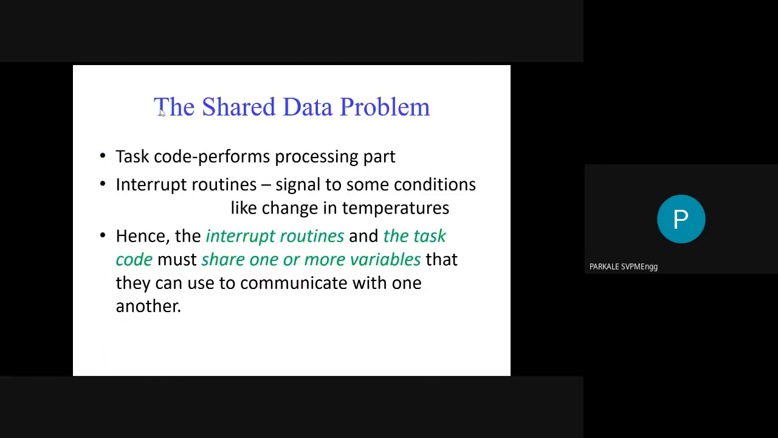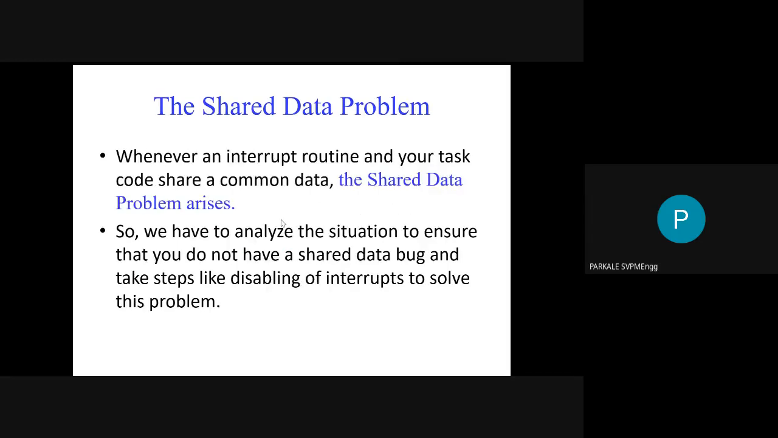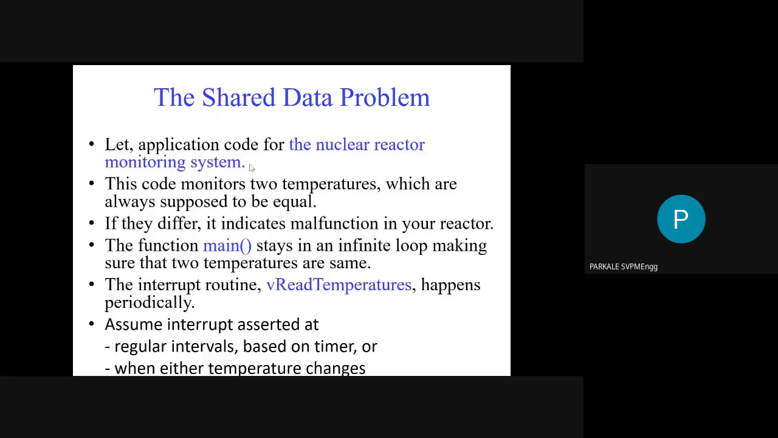Then, the second point we have seen is the shared data problem. The shared data problem arises due to the sharing of common variables between the task code and the interrupt service routine. In very simple language, this problem arises due to the sharing of resources between the task code and the interrupt service routine. We have seen the function of the task code and also the interrupt service routine. One example or application we discussed was the nuclear reactor monitoring system.